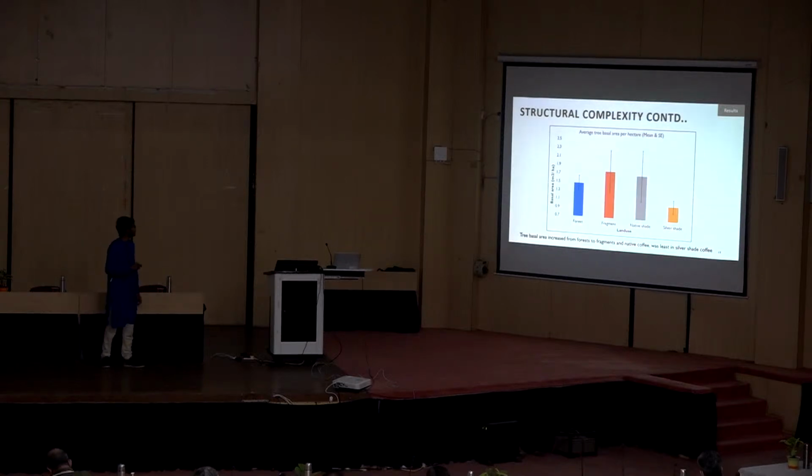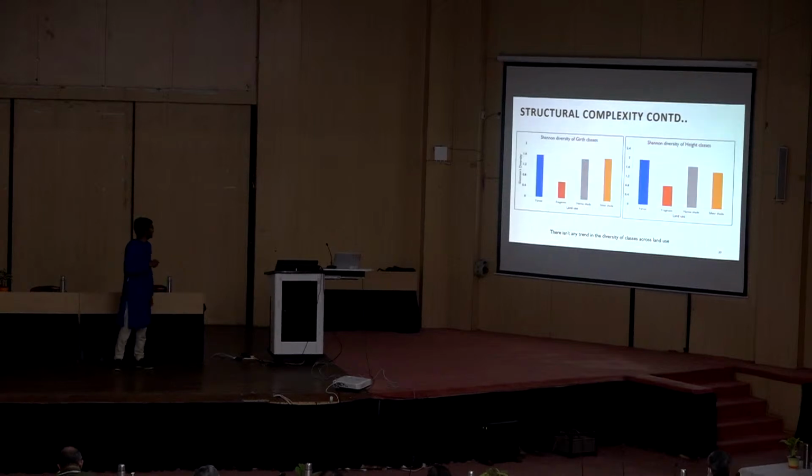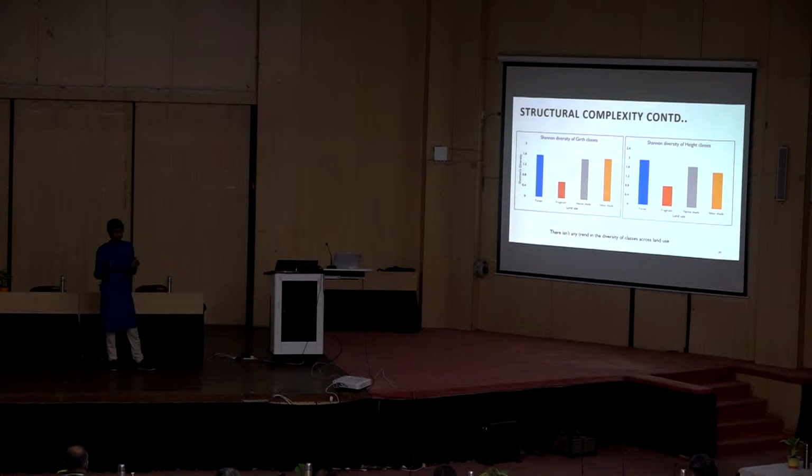The tree basal area increased slightly from forest to fragments and native coffee, but it was lowest in silver shade coffee. Along with that, the diversity of height and girth classes of trees didn't show any particular trend. In conclusion, all of these land use types varied in vegetation structural complexity. Some of the measures decreased and some of the measures didn't show any clear trend.